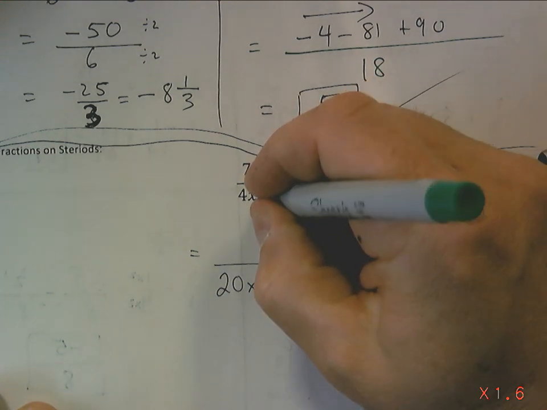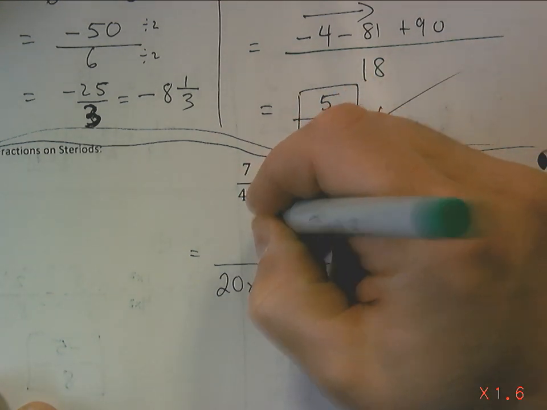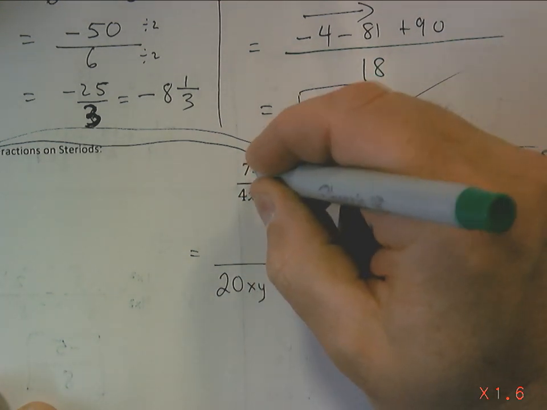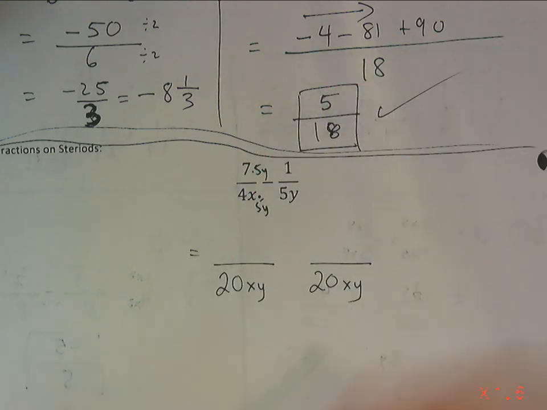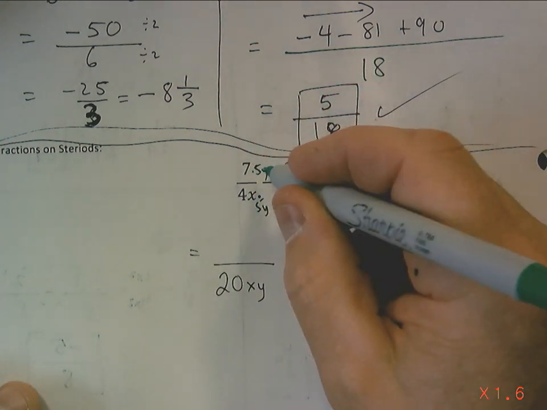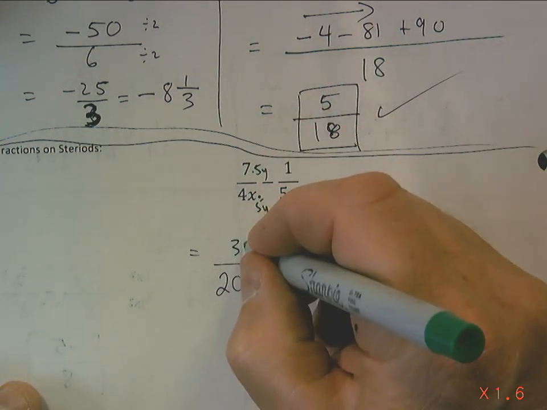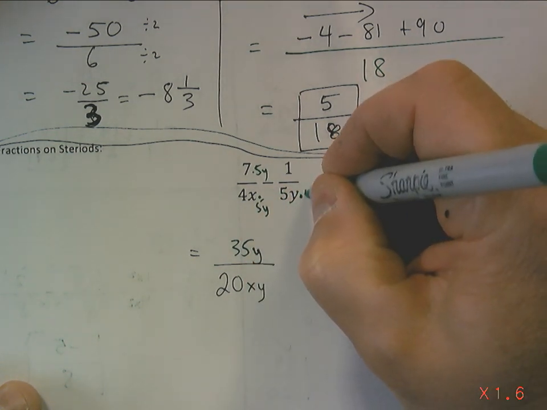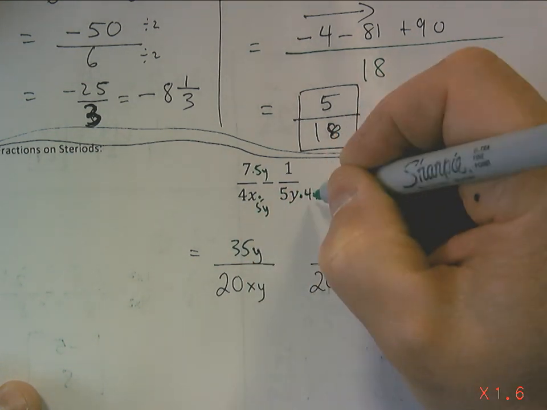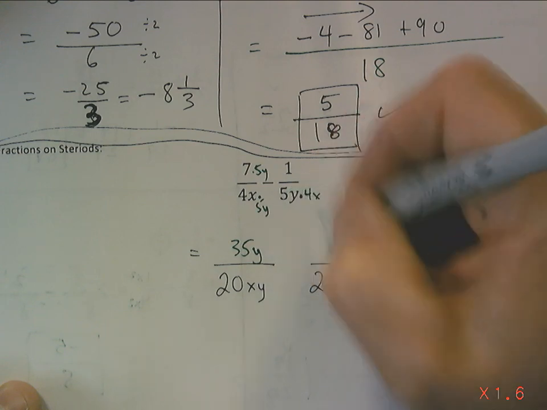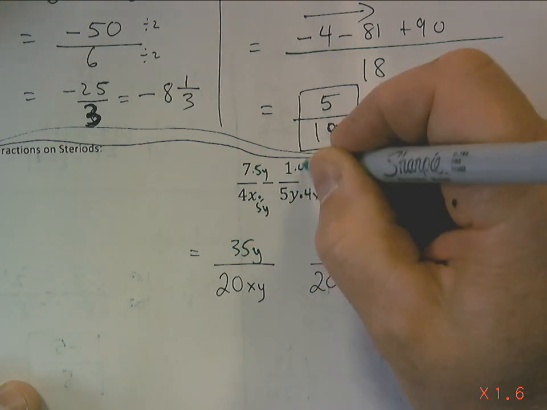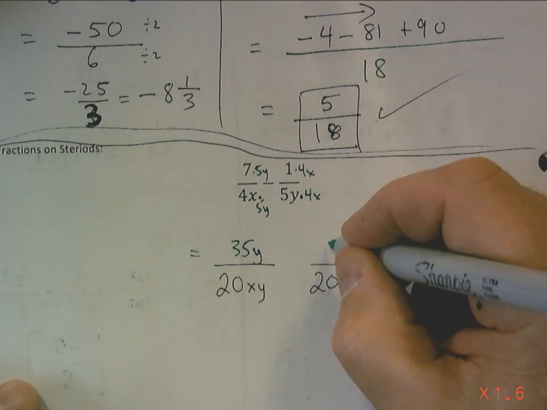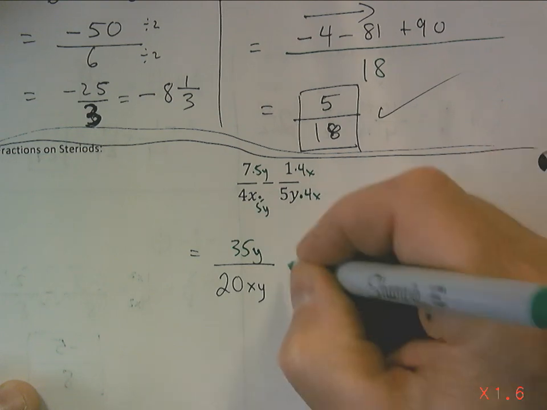Now I need to multiply this by 5 to make it a 20 and a y to get the y there. So I multiply the top by a 5y. This is where it's a little weird with the algebra, which you might not know. That turns into 35y. This one needs to be multiplied by a 4 and an x. Even though it's out of order, that's still going to give me 20xy. Multiply the top by 4x. 1 times 4x is 4x. Subtract.